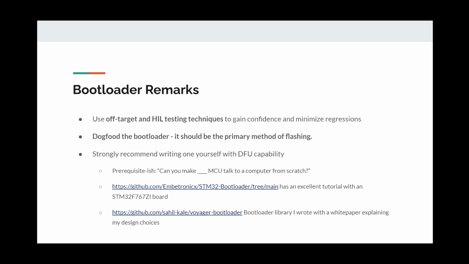What we've done in this slideshow is discuss the high-level contents and introduce you to what a bootloader is generally doing. A prerequisite is that if you can make a random microcontroller talk to your computer from scratch pretty confidently, you're in a pretty good spot to investigate making a bootloader yourself. I've linked in the slides a really good tutorial that guides you through how to do it on an STM32F7 board. You might be able to find one for your TI board as well.